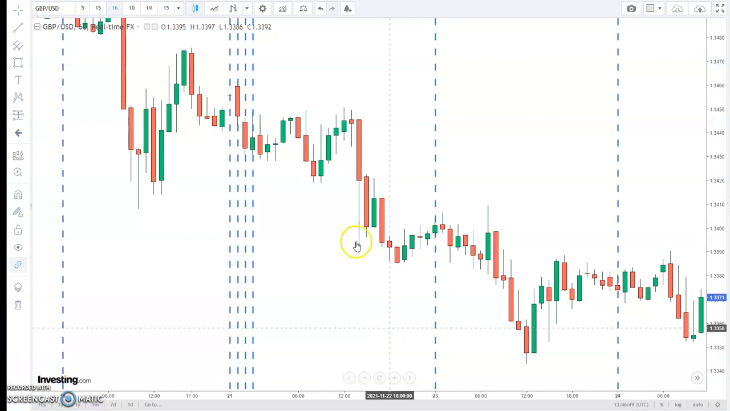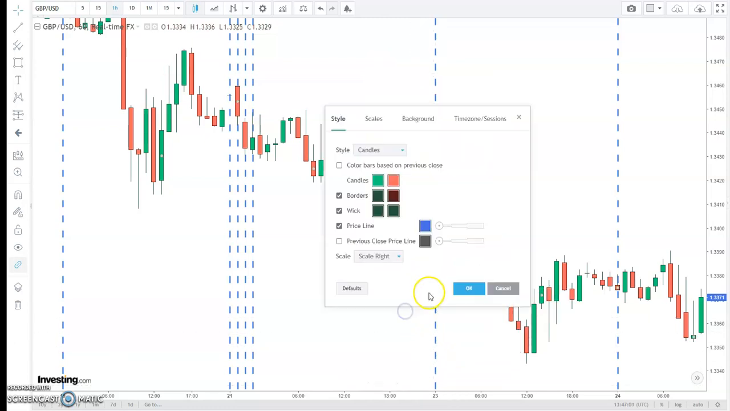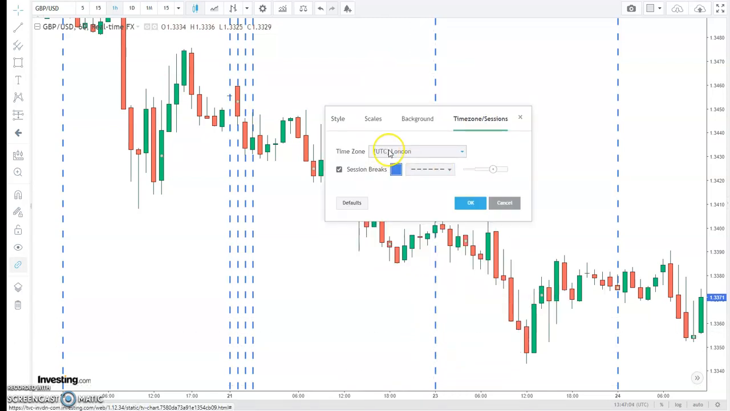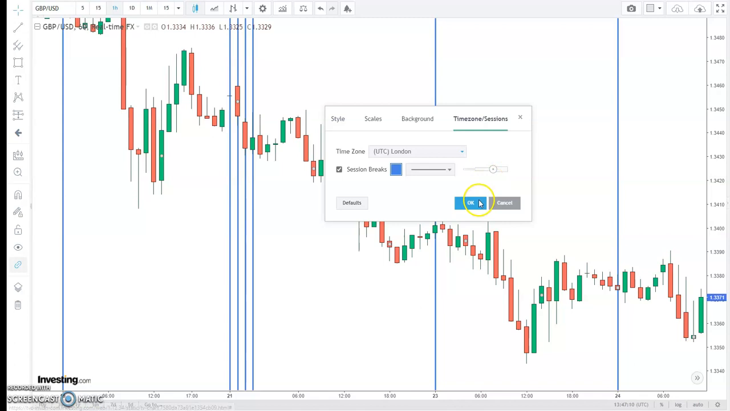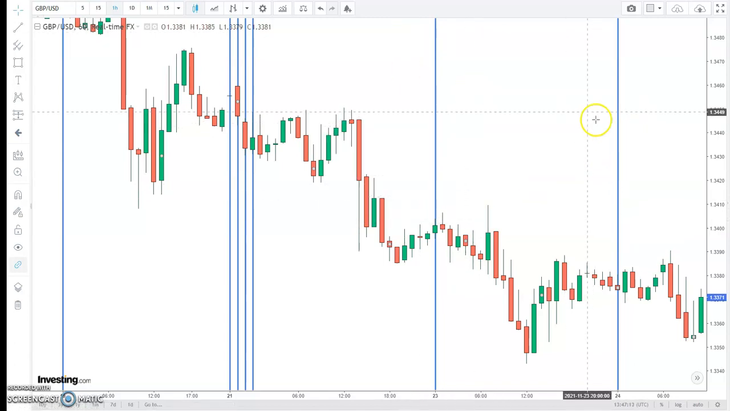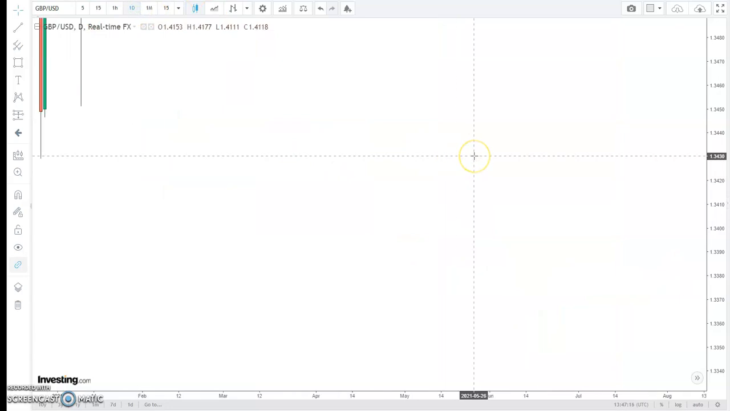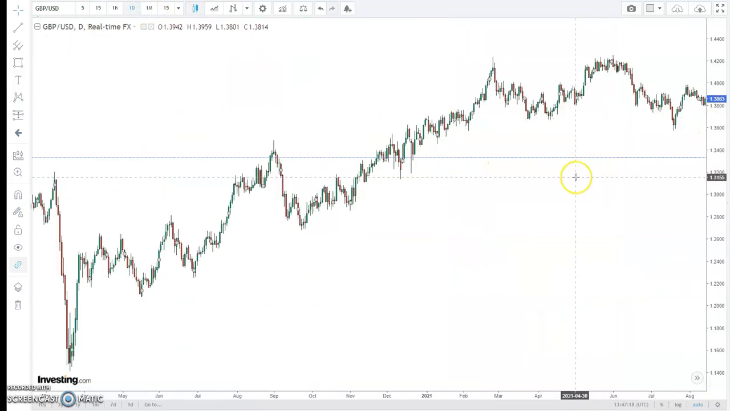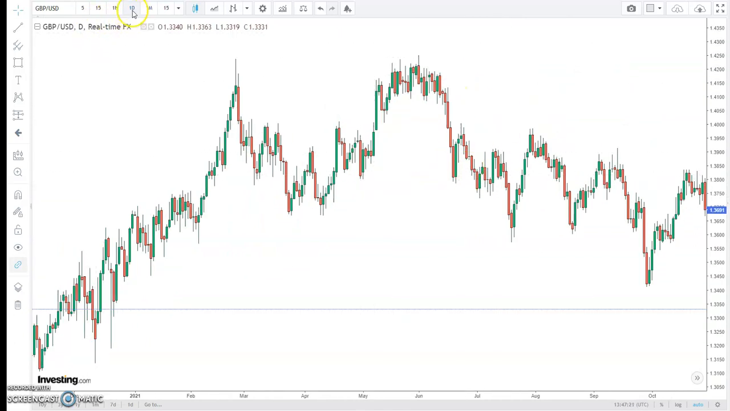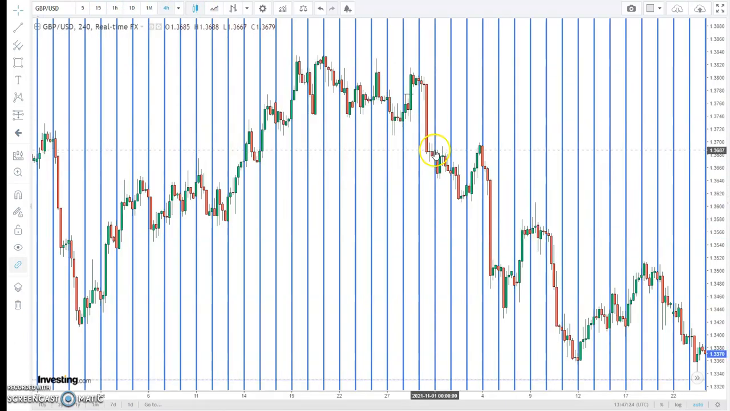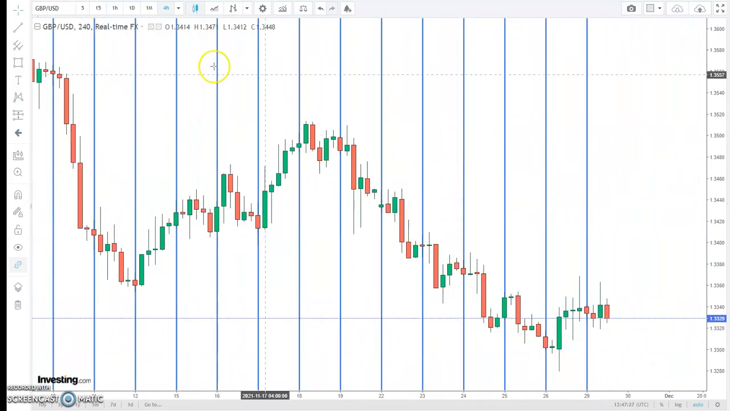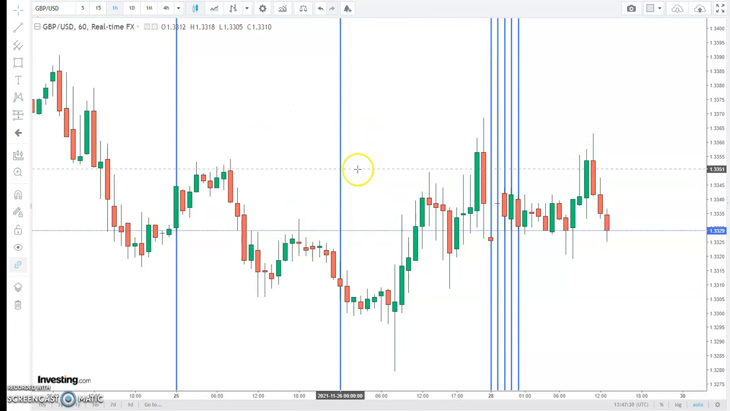Let's go right there. So I've got a chart, GBP USD, my favorite pair, in case you didn't know. And on this chart, I've basically gone and created the time zones by going to properties, going to time zone, putting it under London, clicking on session breaks, creating a solid line, making it nice and thick. I say okay, and these blue lines are basically splitting up the sessions for me. So if you look on a daily, you can't see nothing. If you look on the 4 hour, you'll be able to see how it breaks it down. And if you go into the 1 hour, this is a day.